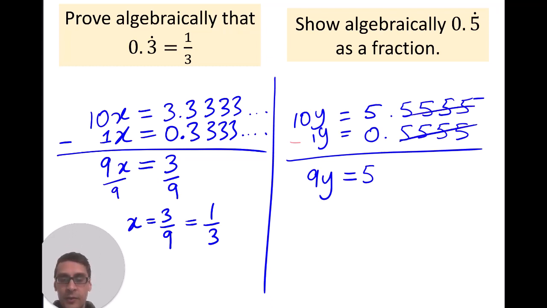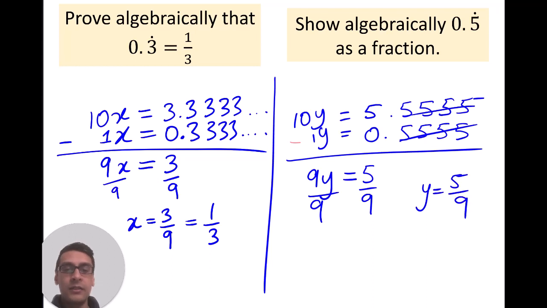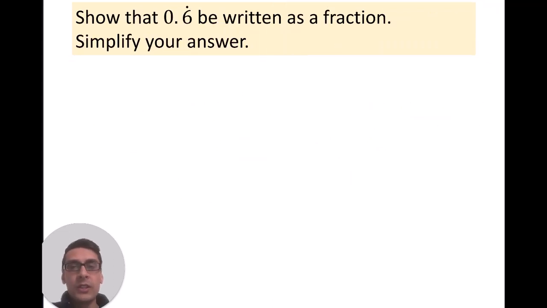So then we have from here, divide by 9, so y equals 5 over 9. And that is your proof that 0.5 recurring is equal to 5 over 9. Okay, so your turn to try with this 0.6 recurring. Have a go. Okay, so pause the video if you haven't done it. I'm going to go through it now.